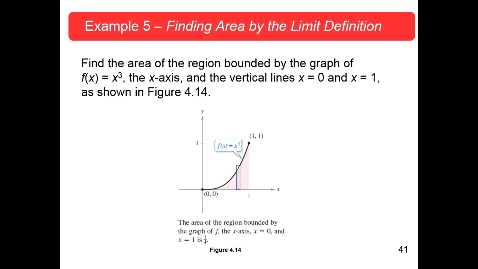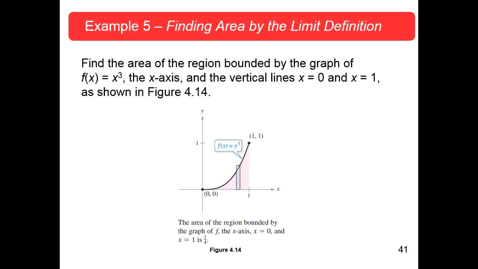So here's example 5. Find the area of the region bounded by the graph of f(x) equals x cubed, the x-axis, and the vertical lines x equals 0 and x equals 1. This is almost identical to the other one. It's just a different function. It's x cubed, not x squared, and it's going from 0 to 1, not 0 to 2. So you're going from (0, 0) to (1, 1). Okay? And you're going to take a delta x here, which is 1 minus 0, 1 divided by n.